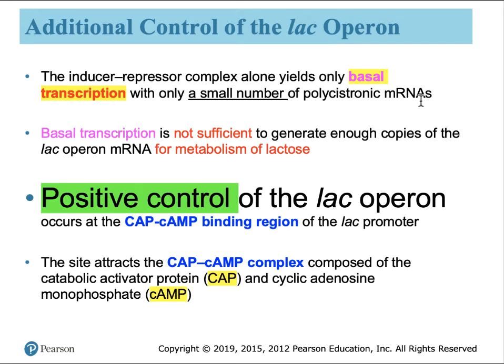So only a small number of messenger RNA molecules per unit time are produced compared to when the genes are activated at a much higher rate. So basal transcription itself is not sufficient to generate enough messenger RNA to start metabolizing the available lactose. Then the question is, what causes this operon to transcribe at very close to 100%?